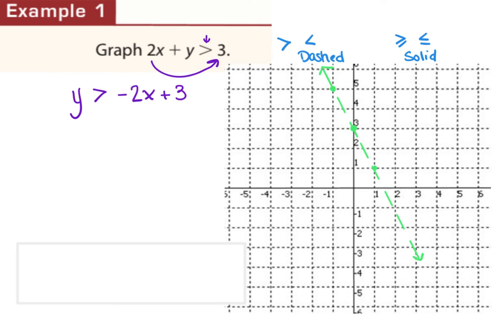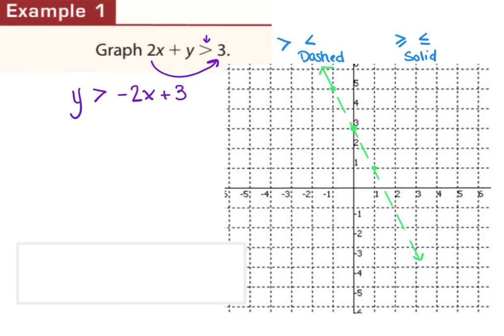Now, y is bigger than this line. So to graph this, I am going to look at my graph and say, where is my y-intercept? It's right here. Everybody see that? 3. I'm going to use my y-intercept. So if I were just looking at the y's, where is greater than? Well, greater than's up here, right? Where is less than? Well, less than's down here. So my y is getting bigger up here. Y is bigger than this line.